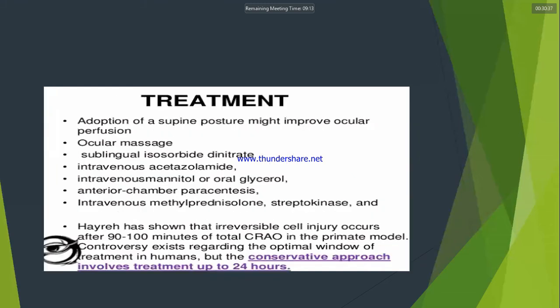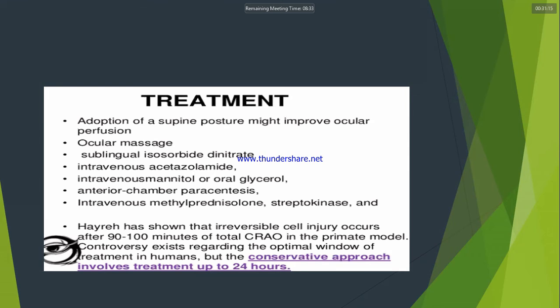So how will you treat this patient? All the doctors who are posted in the ER should know this. It is very, very important. There is very little time left for the patient to prevent the loss of visual acuity, which is being lost within a short period of time. So the patient should adopt supine posture, which might improve ocular perfusion. Patients should be in supine positions. Ocular massage is very, very important, so you do ocular massage at certain intervals of time.